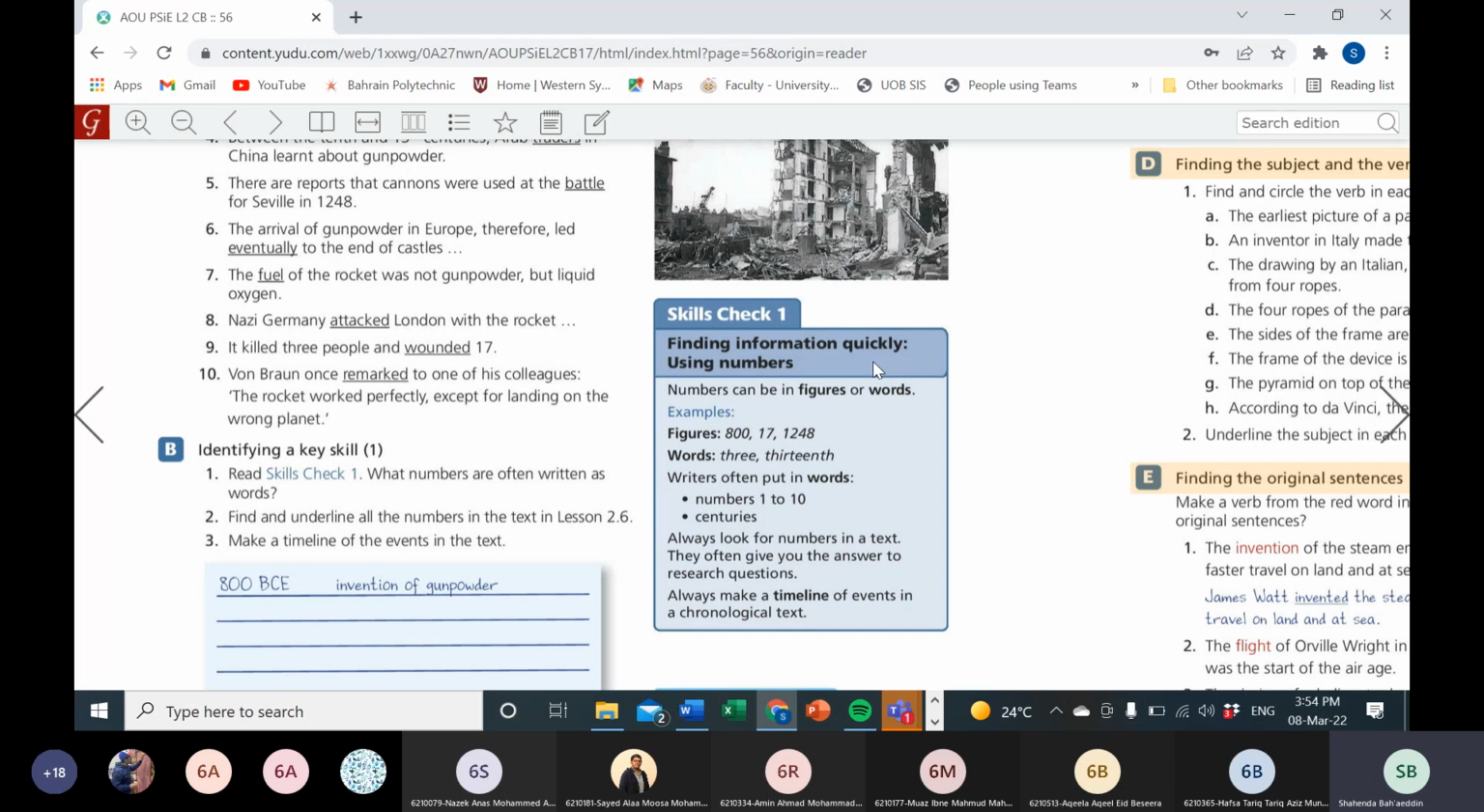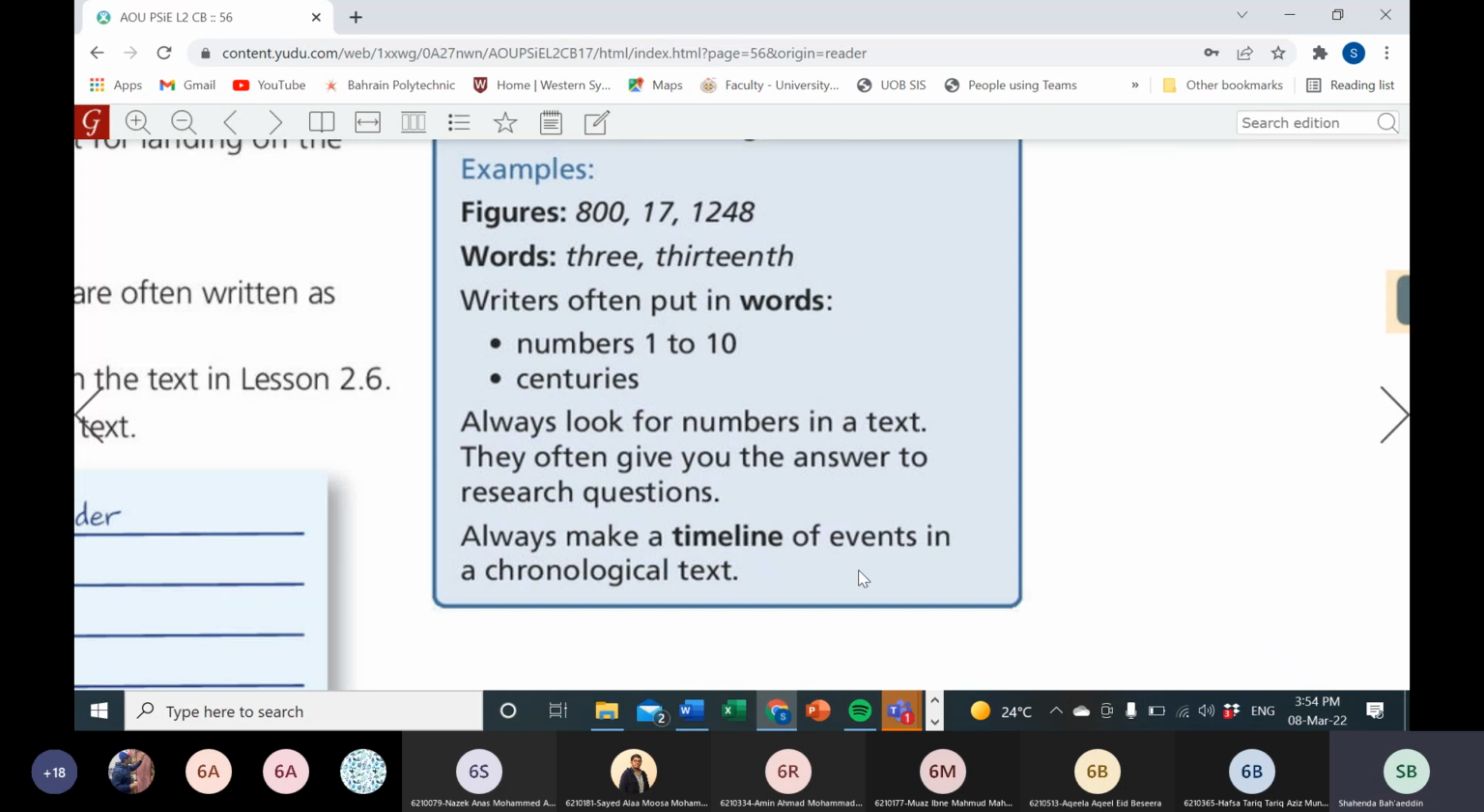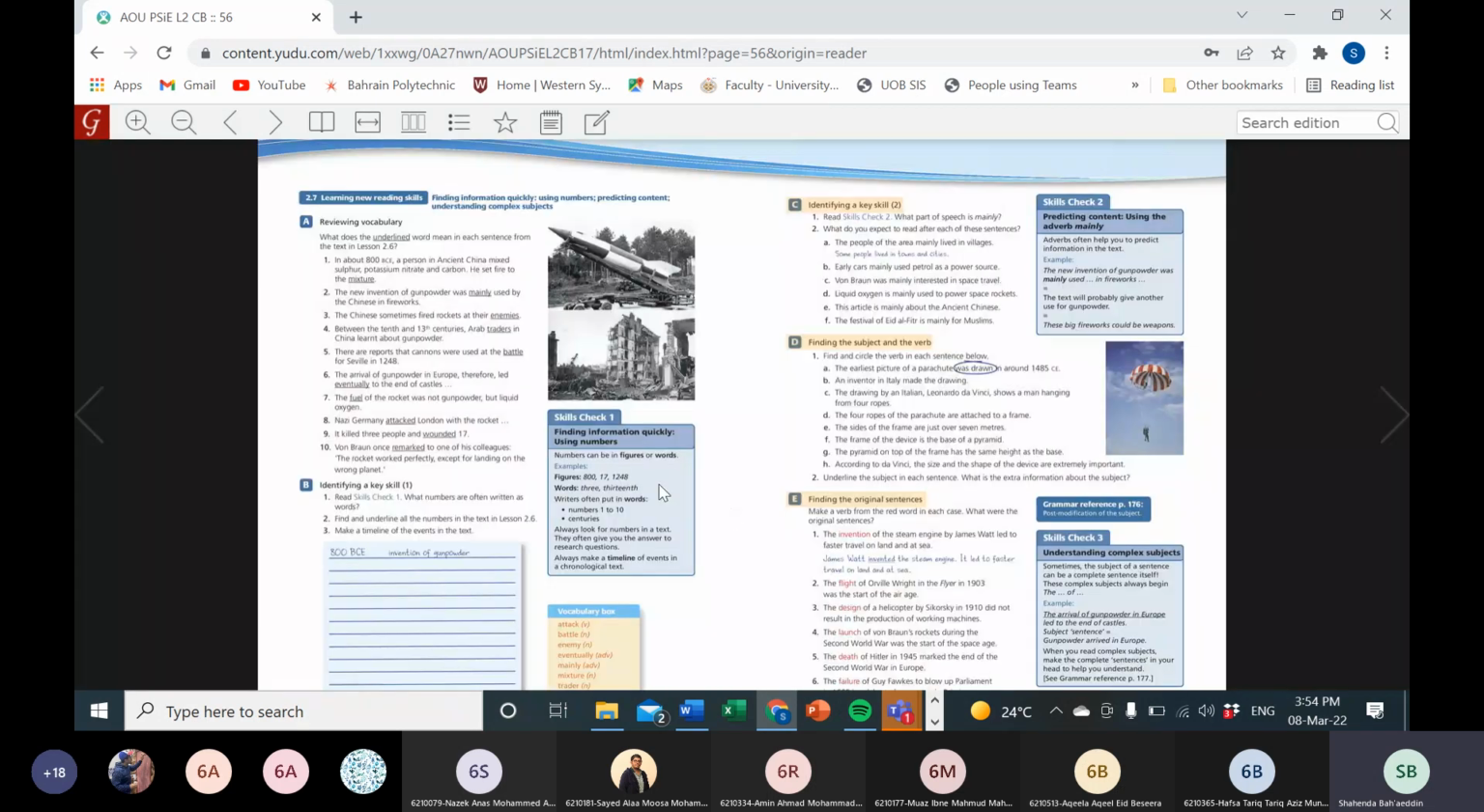So this is also another way to help you find information quickly using numbers and figures. Either these numbers are written in words or they are written in figures. Okay, guys? Do you have any questions regarding the text that we read together?